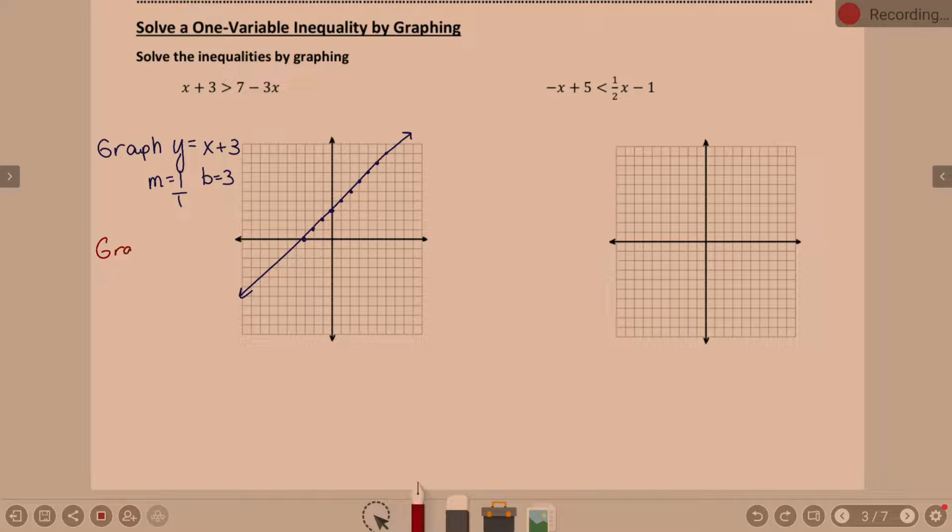Now, what's the other piece I'm going to graph? Y equals 7 minus 3x. How do you feel about 7 minus 3x? If you don't feel good with it, I'm going to put the minus 3x out front as negative 3x and the positive 7 out back as plus 7. That's a personal choice, right? So now, my y-intercept is 7 and my slope is negative 3 over 1.